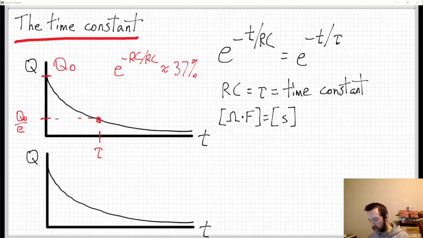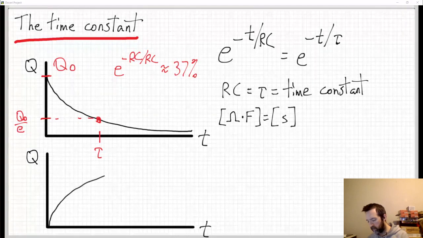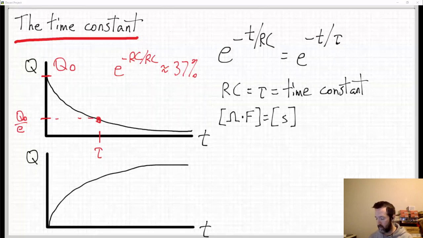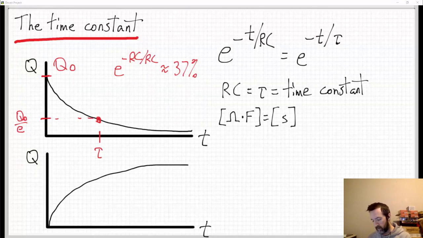So that's the decay case. I have copied the graph. Let me draw a growth. Growth is something like that. Again, here I'm starting at 0. So my initial value now is 0.